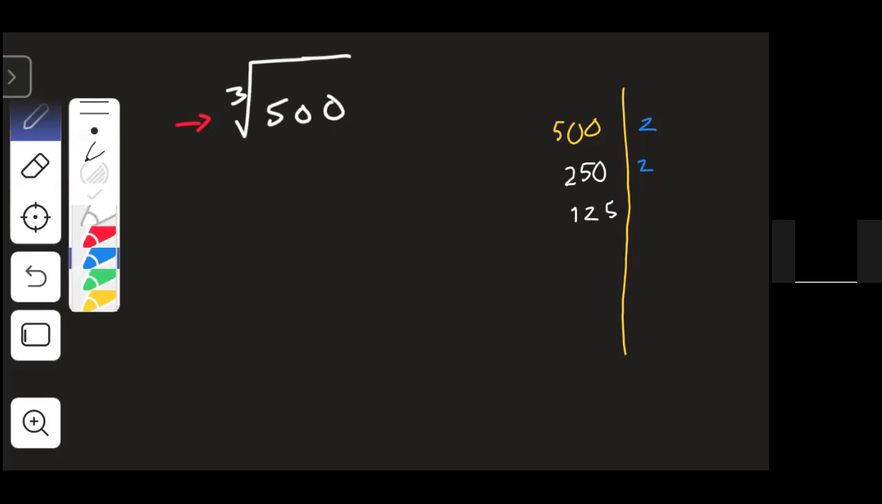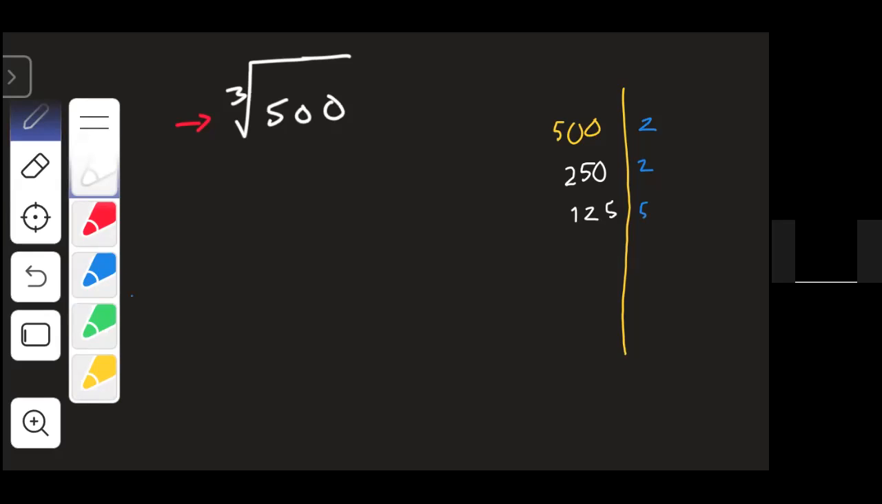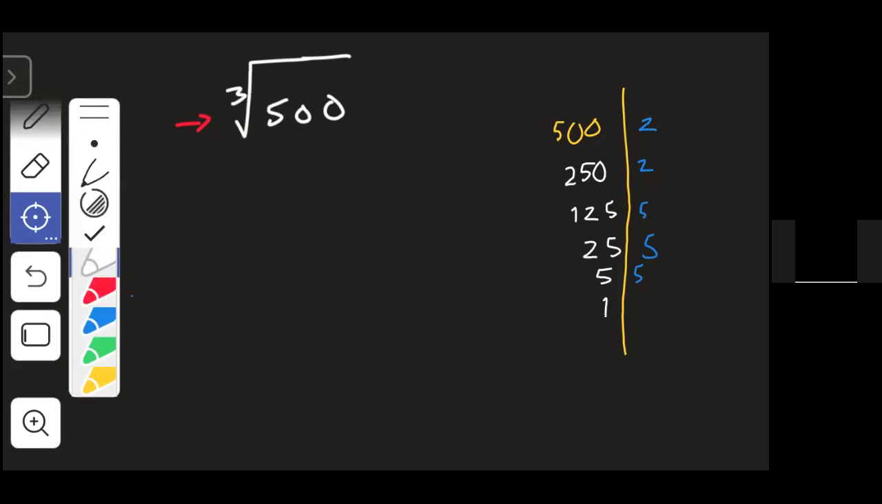Does this number have a fifth part? Yes. Okay, fifth part. What is the fifth part of 125? 25. 25, correct. And what is the fifth part of 25? 5 times what can you get 25? 5. And what is the fifth part of 5? 1. Okay, correct. We just broke it down.